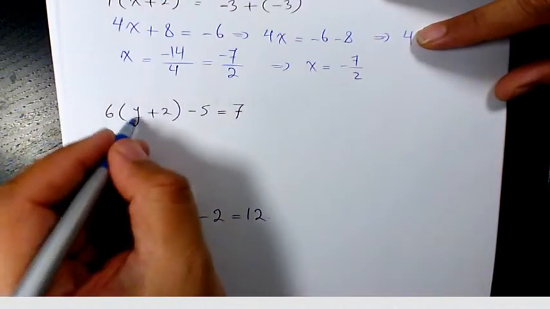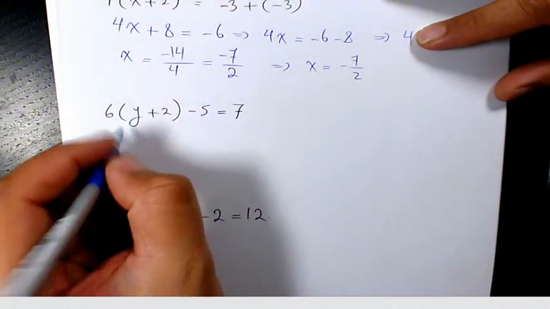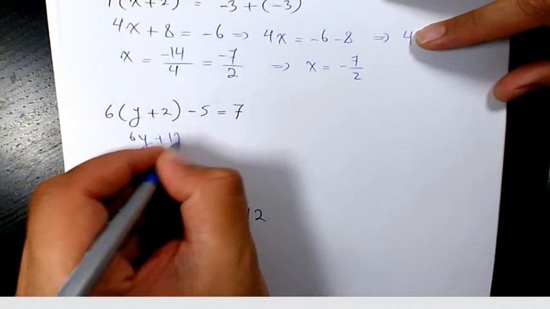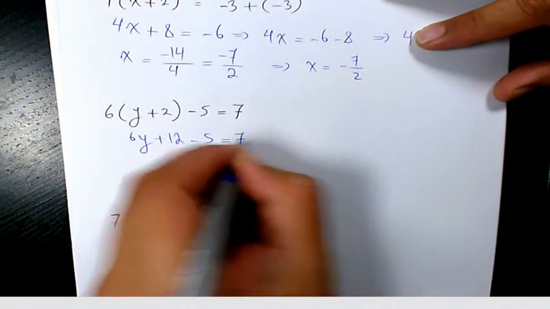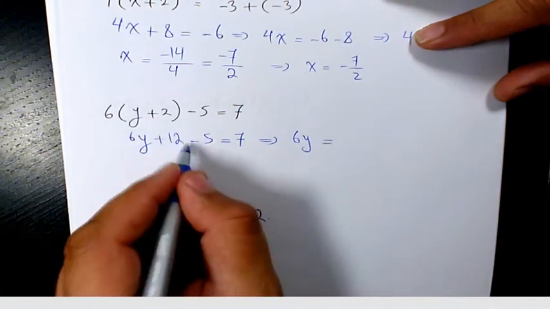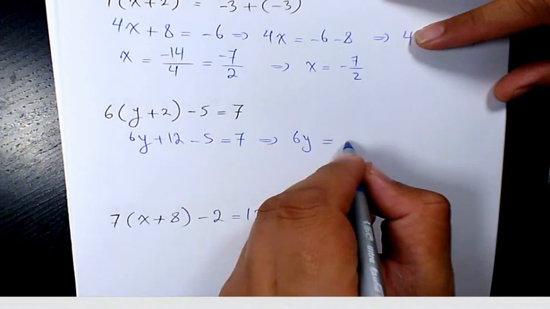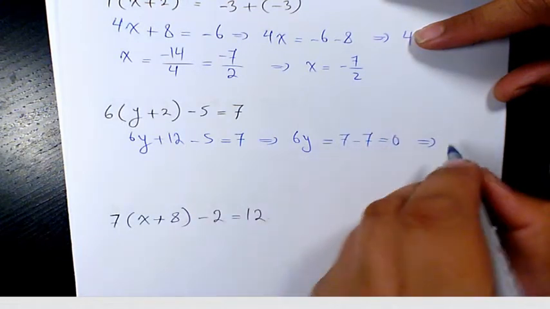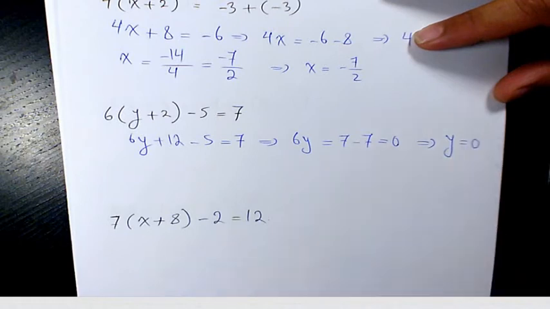Next one, 6 times y plus 2 minus 5 is going to be equal to 7. So when you distribute it, 6 times y plus 6 times 2 is 12 minus 5 equals 7. So we have 6y equals 7 minus 12 plus 5, wait, 12 minus 5 is 7. So 7 minus 7 is 0. So 6y equals 0. So y will be equal to 0.